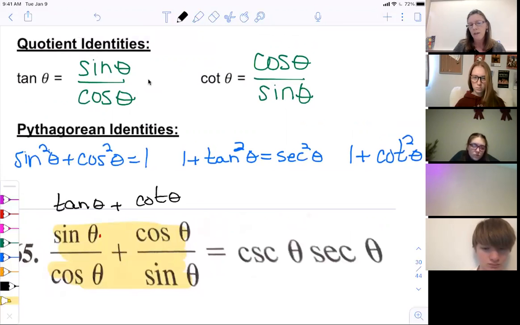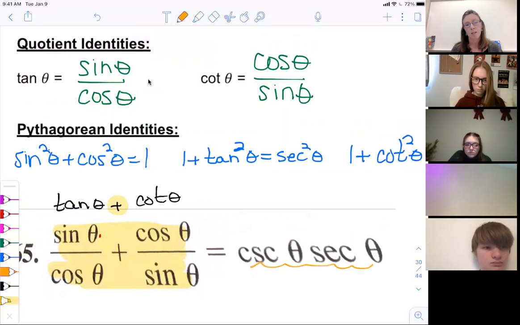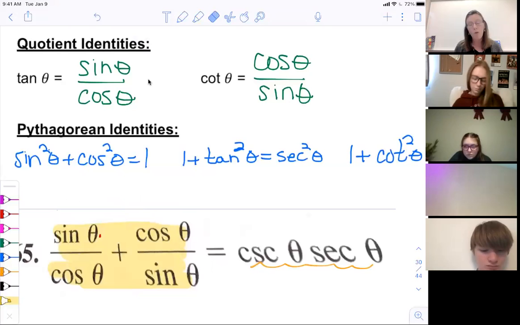Unfortunately, that doesn't really do much to help us because this is a plus sign and our end goal is to make multiplication. And it's really hard to get a plus sign to magically change into multiplication. So we are not going to change these two using the quotient identities. Instead, we're going to try and use some algebra.